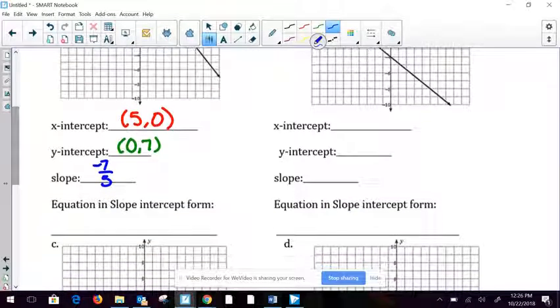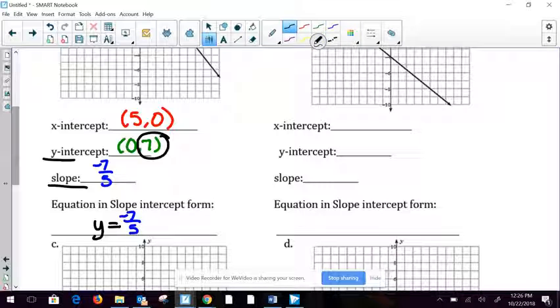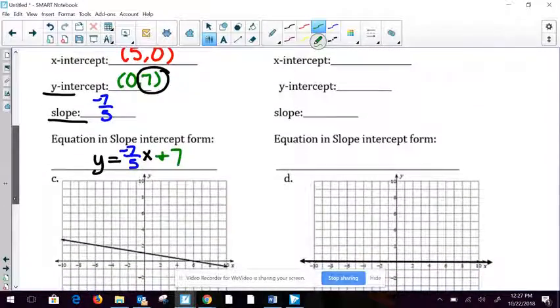Remember that last example? I only need to look at my y-intercept, the number in the y position, and my slope. So y is equal to, what's that slope again? Great job, negative 7 over 5. Don't forget your x. And then what is my y-intercept? A positive, so plus 7. All right, let's go ahead and do one more problem.